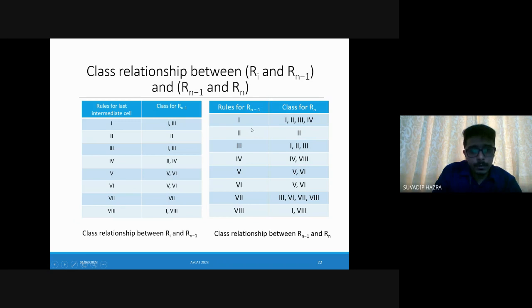Means if I select one rule for the second last cell from group 1, the next rule can be selected from either group 1, 2, 3 or 4. And we have put one constraint for all the intermediate cells: the rule must be selected from the same group. Means for the first intermediate cell, if I selected a rule from group 4, then for the next intermediate cell, the rule must be selected from group 4.